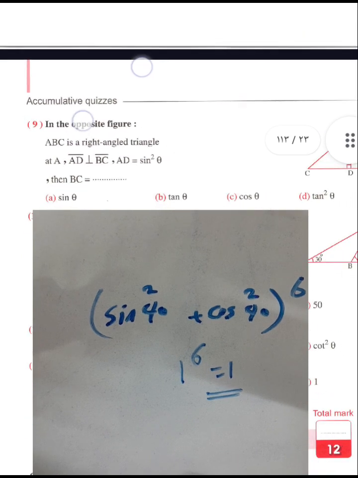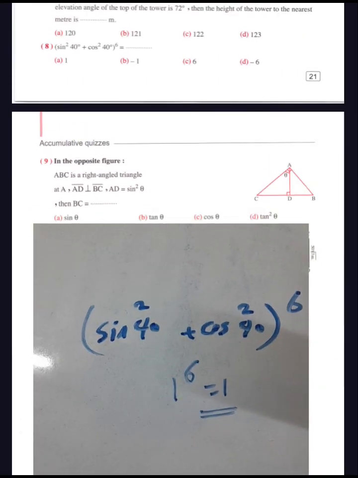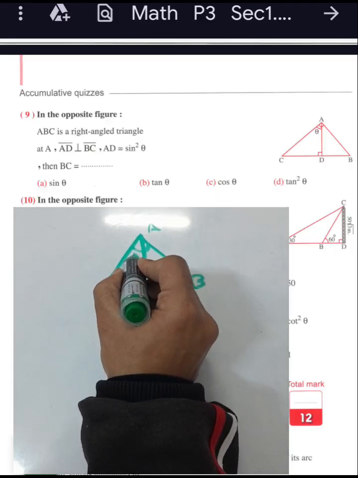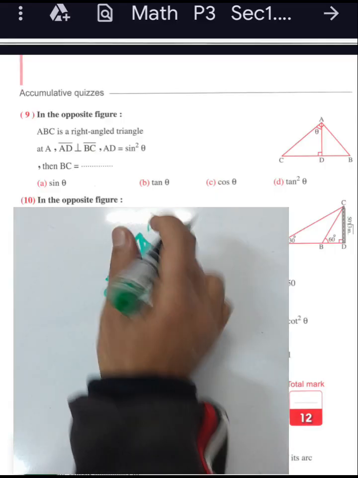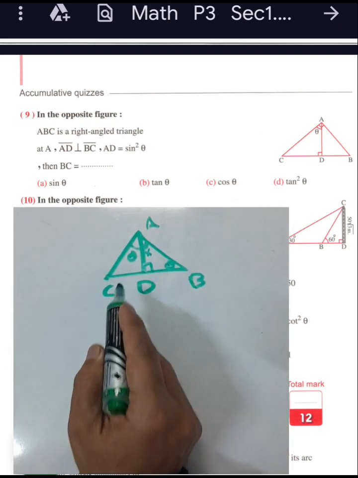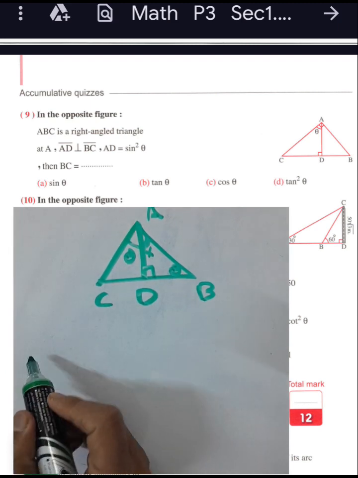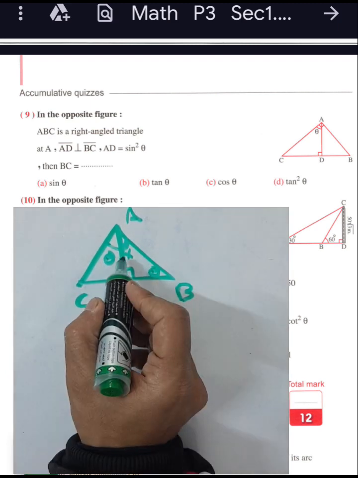Question number 9, we have a right angle triangle here, right angled at A. We want to find the length x. They are two complementary angles. Then this angle will be equal to theta, because theta plus x equals 90 degrees, and x plus theta equals 90 degrees. And we can write about this angle sine theta.